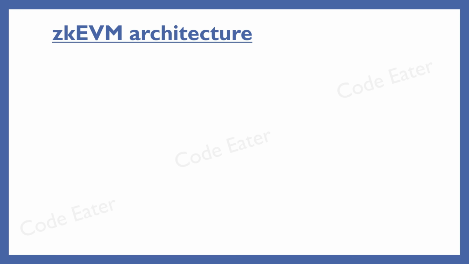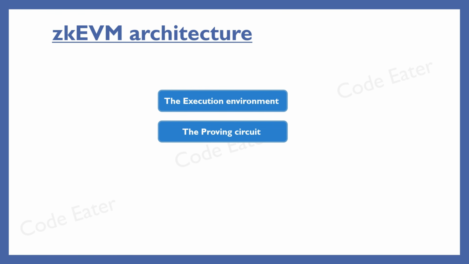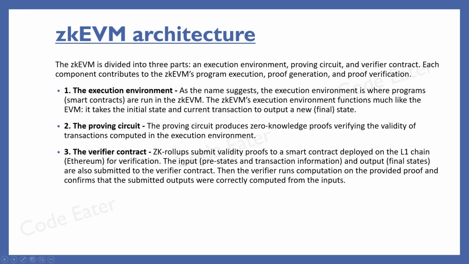If we talk about zkEVM architecture, it has three components. First one is the execution environment, where we actually execute our smart contract when we, let's say, deploy it on the zkEVM layer 2 solution. Then we have the proving circuit, which generates the zero knowledge proof, which can be verified by the Ethereum blockchain. And then we have the verifier contract, which is a contract deployed on the Ethereum blockchain that verifies the proof generated by the proving circuit. ZK rollups submit validity proofs to a smart contract deployed on the L1 chain, meaning on the Ethereum blockchain, for verification.